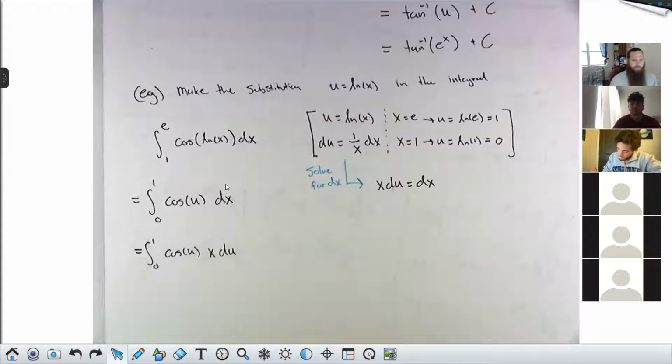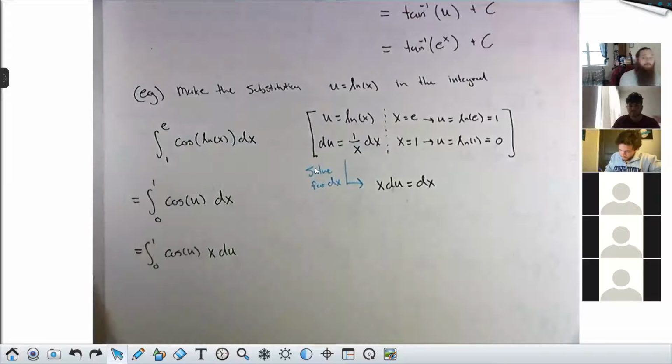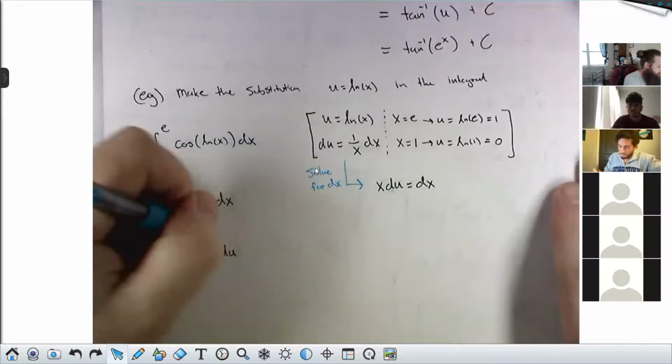But that's also a problem because I've still got this mixture of variables. In some sense, the bottom one is getting better because I've gotten rid of the dx. I now have a du, but I still have this x. Let's come back to that very first example we looked at today. If after plugging in everything, I still have some of the old variables floating around, what do I do? Couldn't you make it e to the u? Very good.